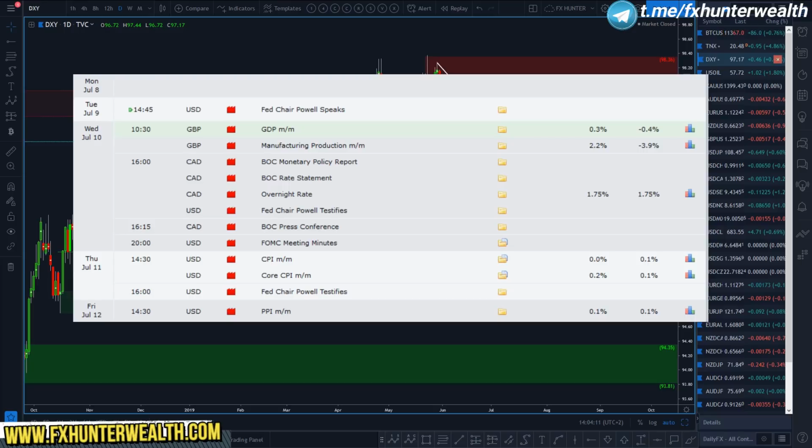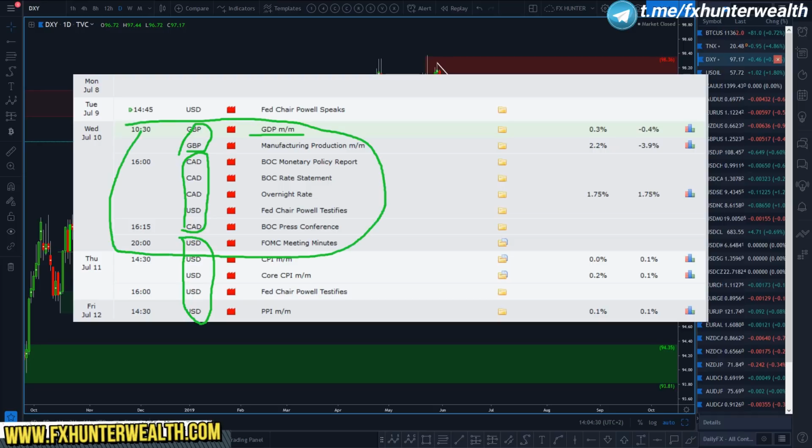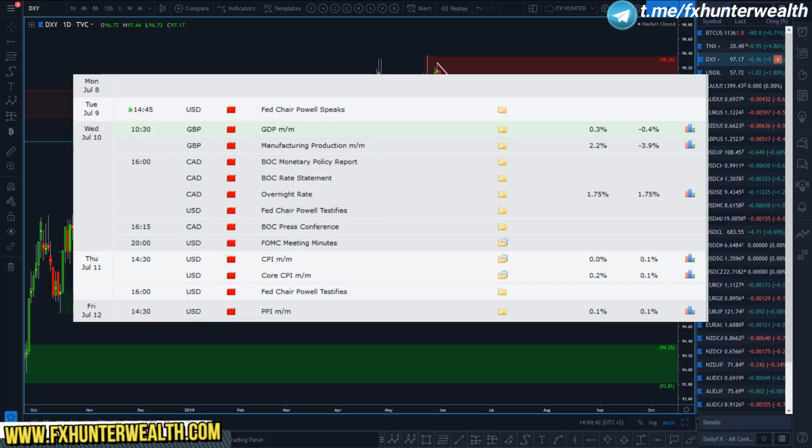Next week is going to be mainly about the US dollar and the Canadian dollar. There will also be news from England. We will have a GDP from England starting Tuesday, and Wednesday will be very volatile, probably for the whole day. We will see. Thursday and Friday will be mainly about the USD. So what I am expecting is mainly Canadian dollar and US dollar movement.